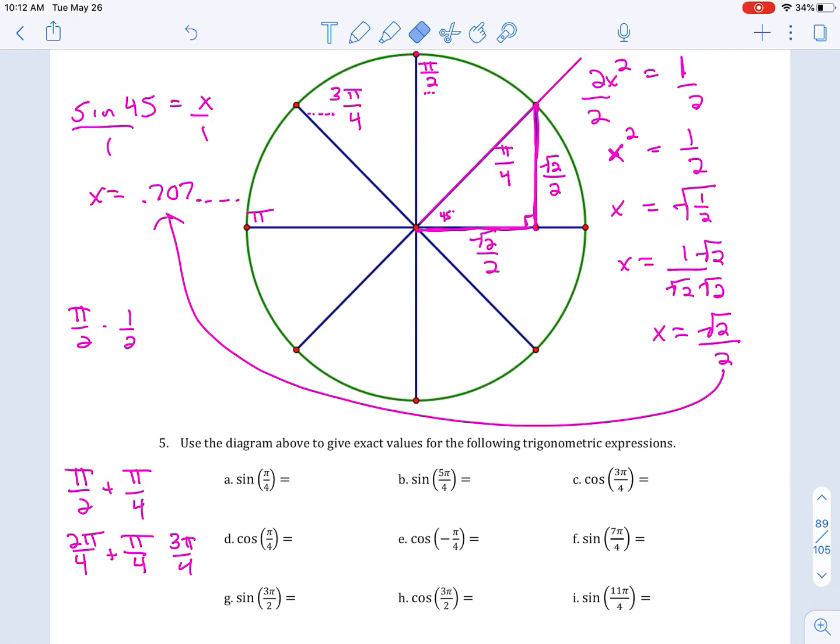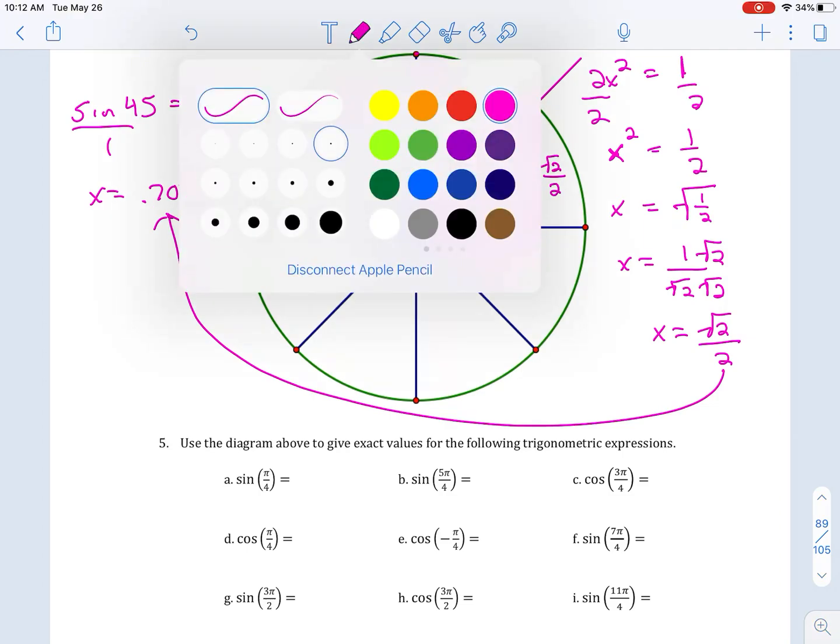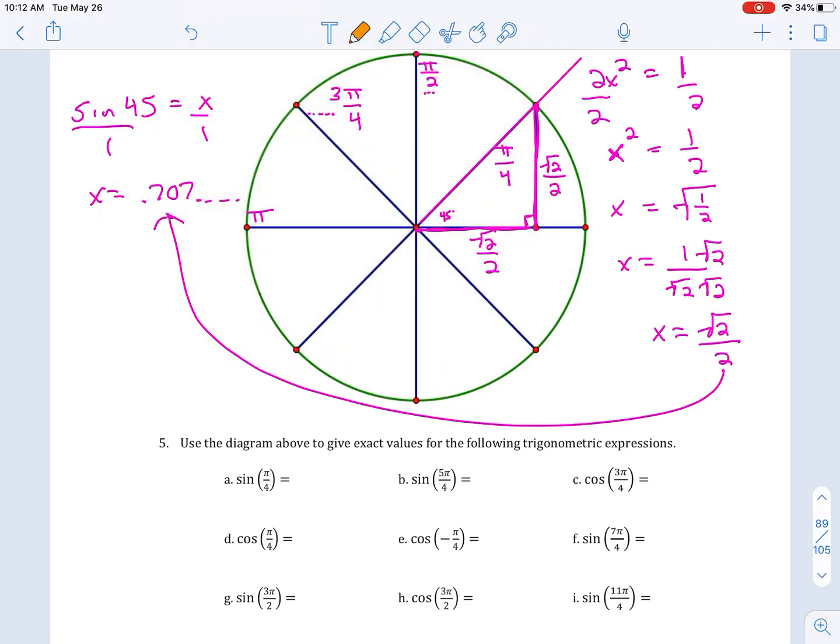So, maybe I'll do that for you. So remember there's a few different ways to do this, okay? So again, if you've got it, go ahead and fast forward. But this angle here, what is it? It is 225. And if I want it in radians, I would go 225 times pi over 180.